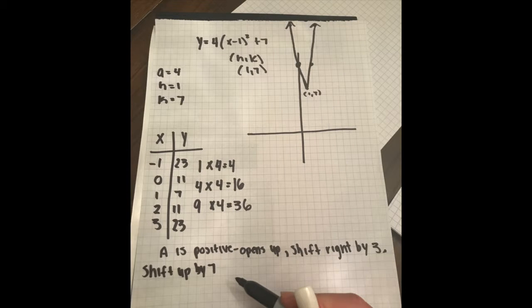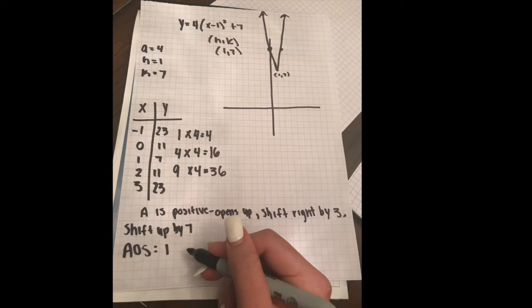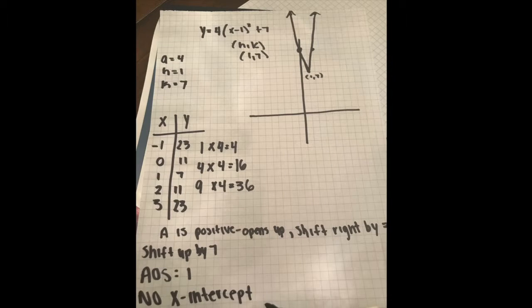It's going to shift up by 7 because that is our k. And the axis of symmetry is 1 because it's always going to be the same as the h, where it separates the parabola into two equal parts. There's no x-intercept because it never crosses the x-axis.